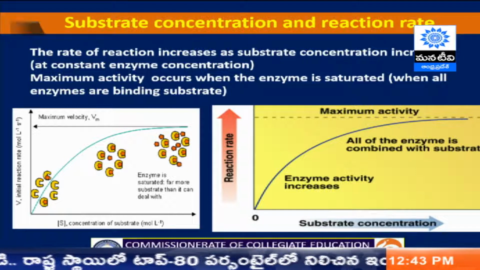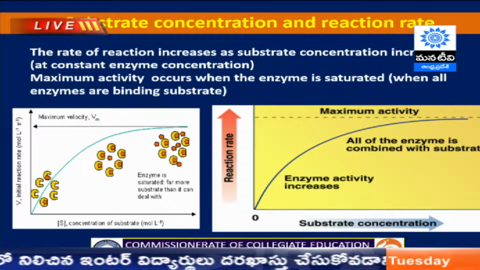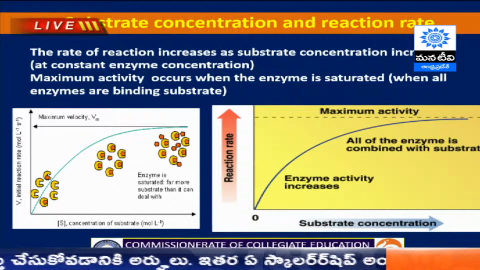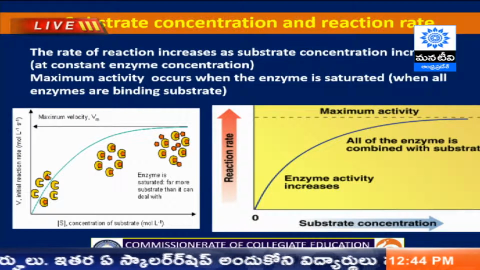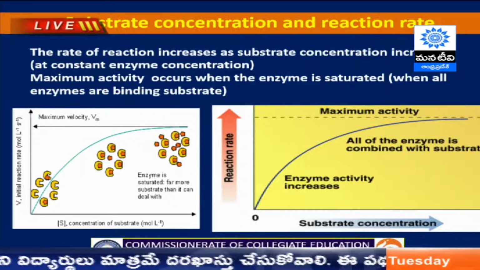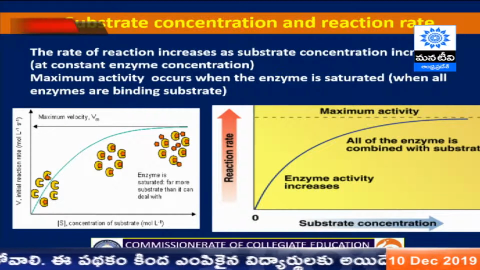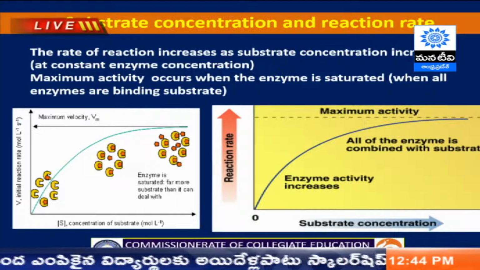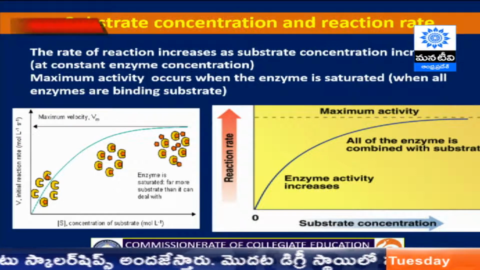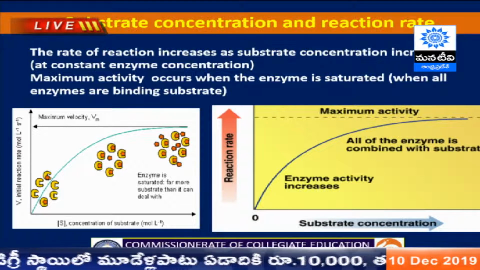And the other factor is the substrate concentration. Without the substrate, the enzymes do not perform the biochemical reactions. That's why the substrate concentration is also very important for the biochemical reactions. When there is an increase in the substrate concentration, there is an increase in the velocity of the reaction. That means there is an increase in the activity of the enzyme. But after reaching a certain point, it becomes saturated.